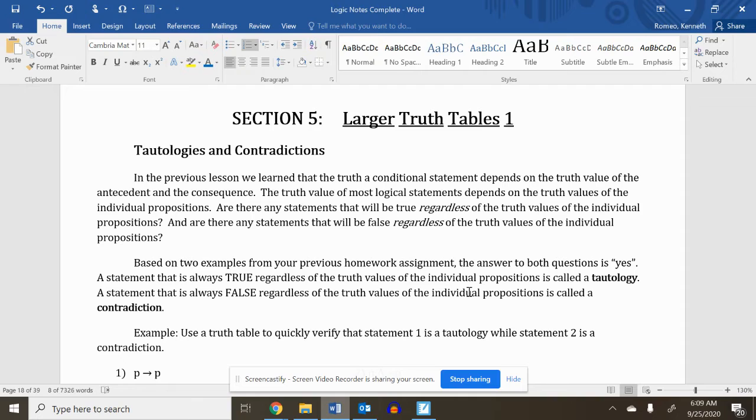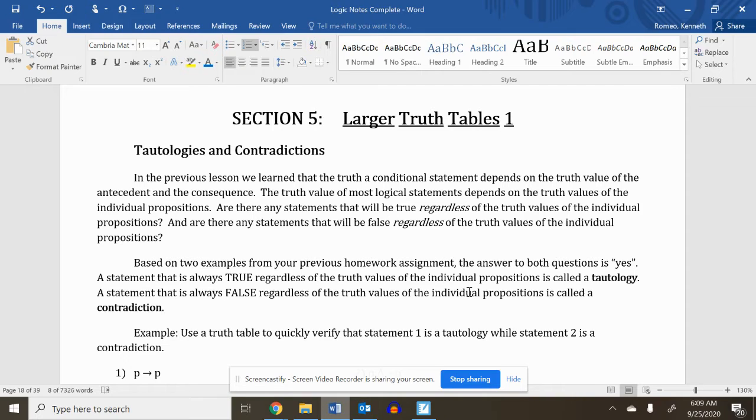Tautologies and contradictions. In the previous lesson, we learned that the truth value of a conditional statement depends on the truth value of the antecedent and the consequent. The truth value of most logical statements depends on the truth values of individual propositions. But are there any statements out there that are true regardless of the truth value of the individual propositions? And are there any statements that are always false, regardless of the truth value of individual propositions?